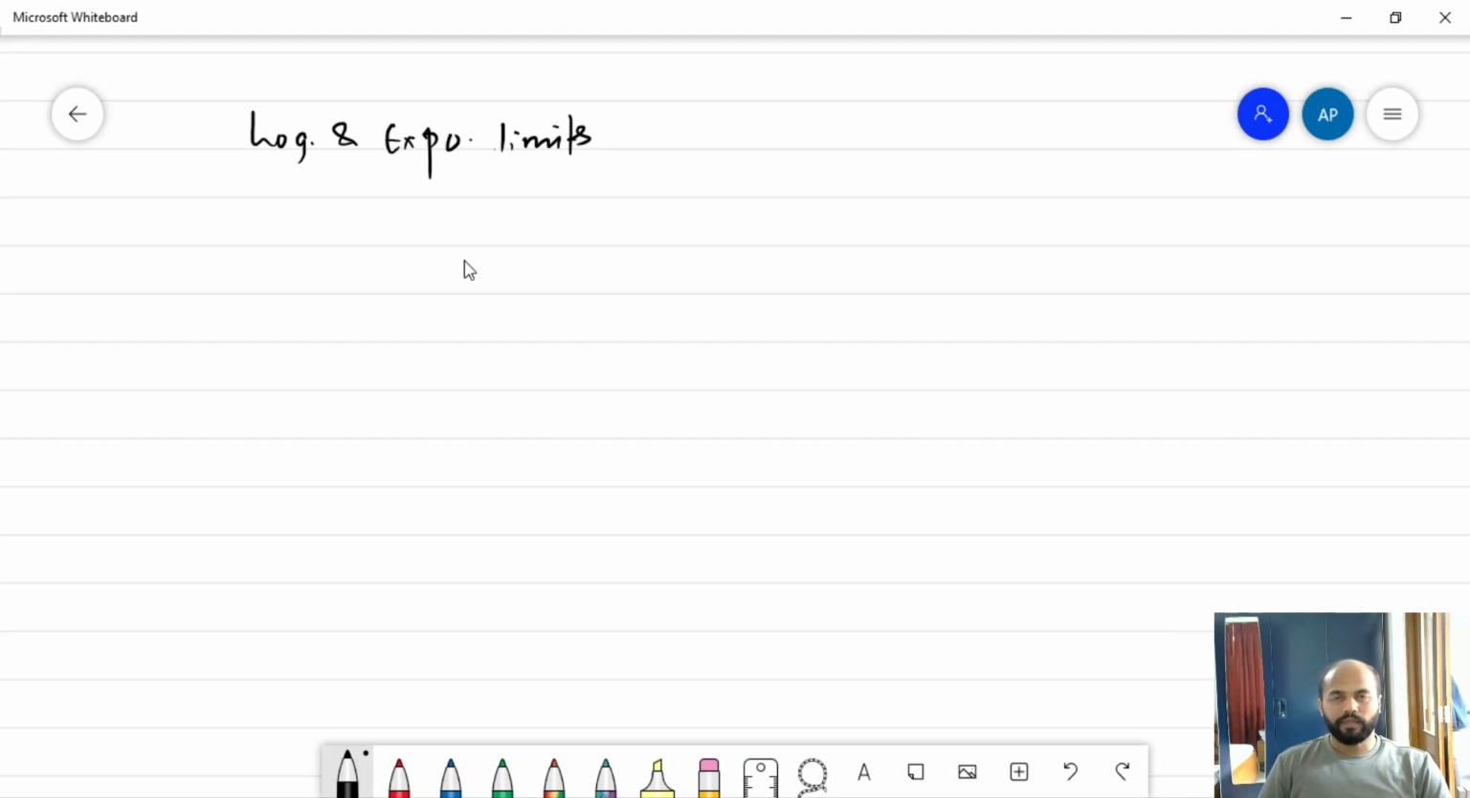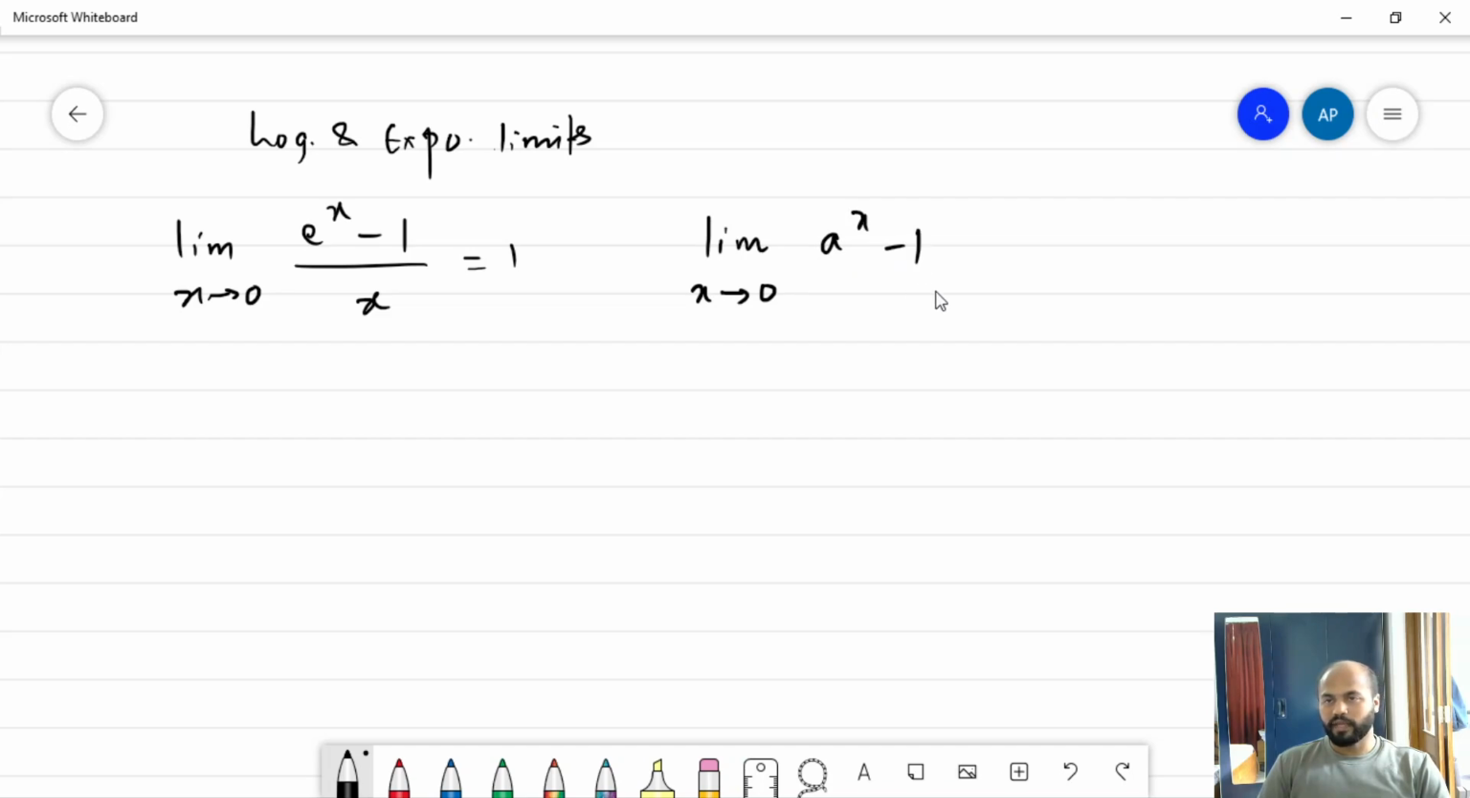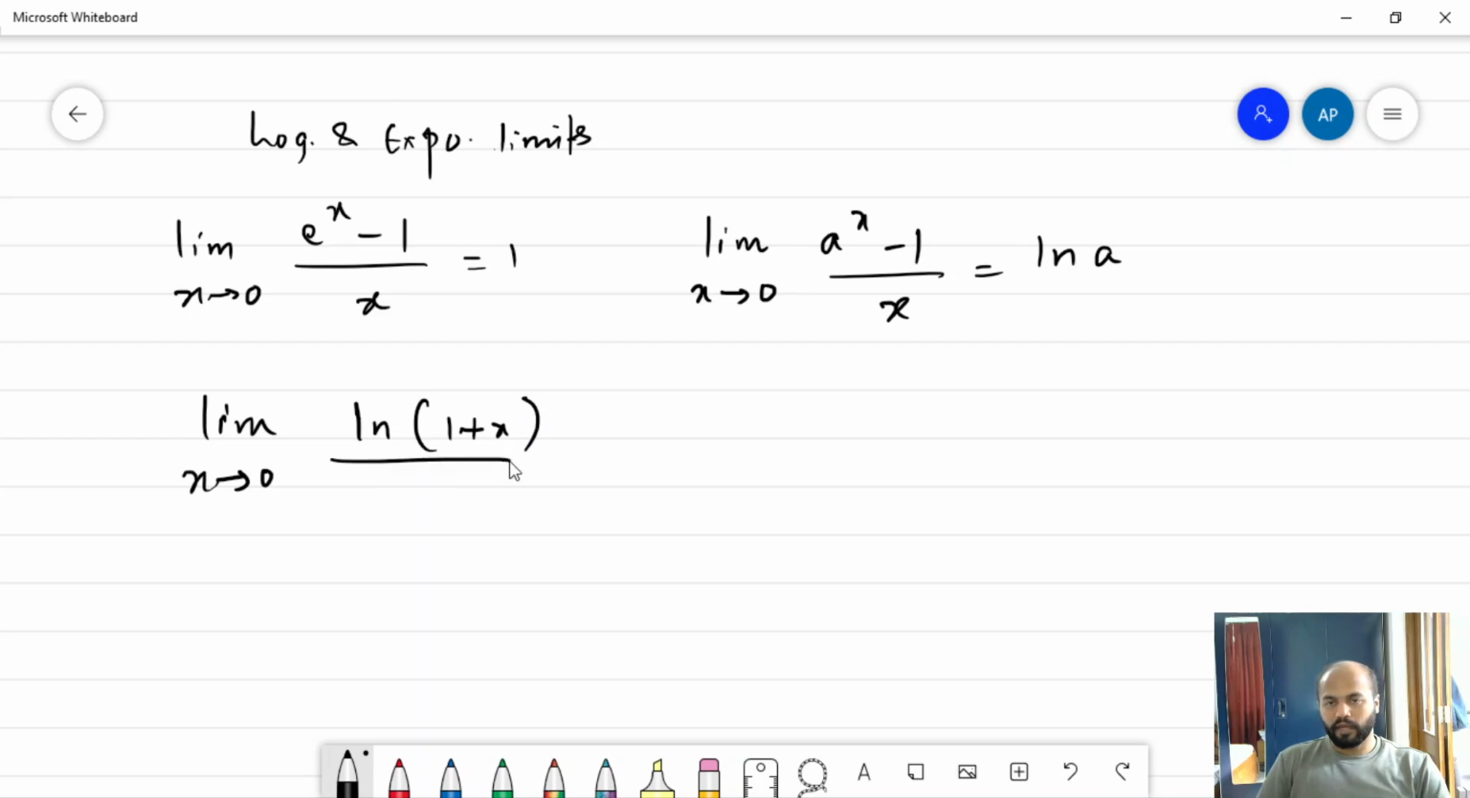The results that you have to remember in this case are, for the exponential limit, it is this. That is the exponential function. Limit x tending to 0, e raised to x minus 1 by x, the value of which is 1. The second one is a general exponential function and not e raised to x. So x tends to 0, a raised to x minus 1 by x. This is ln a. And the last one is a logarithmic limit, which is of the form limit x tends to 0, ln of 1 plus x by x, which is equal to 1. So these are three important limits, and using these, we'll solve some problems.